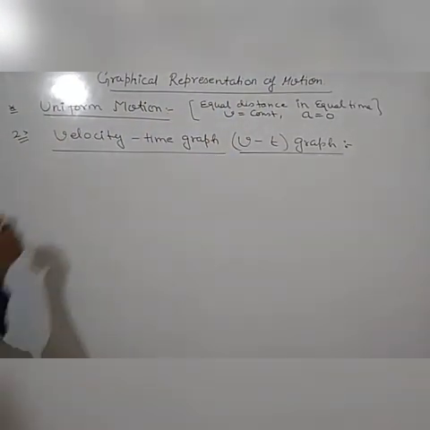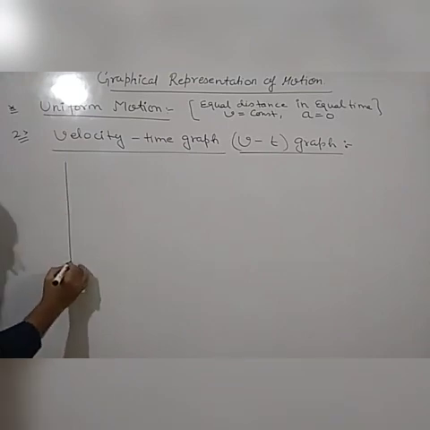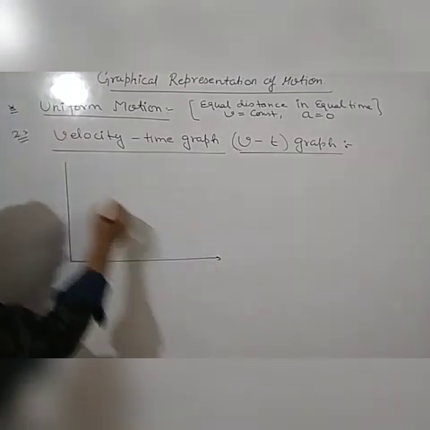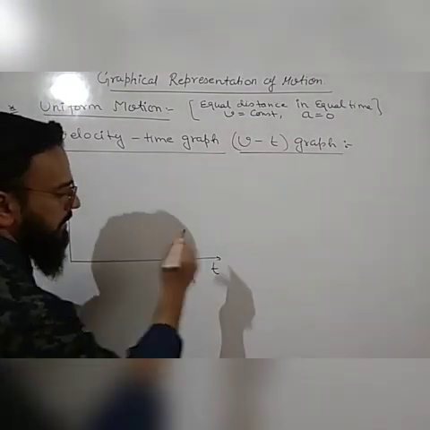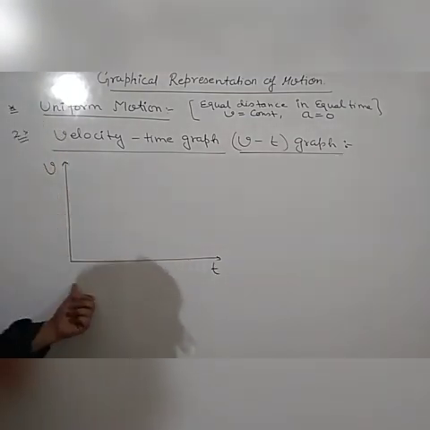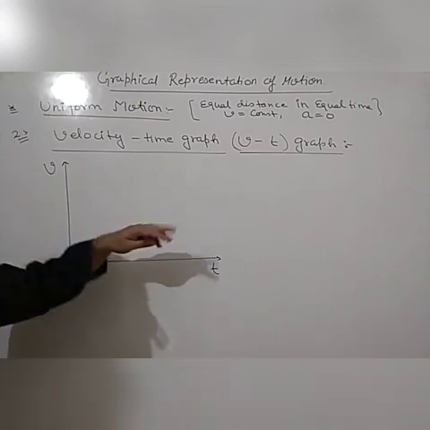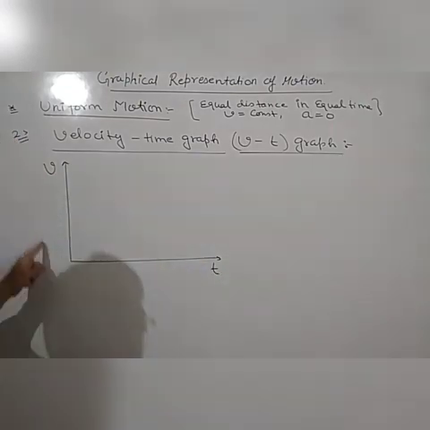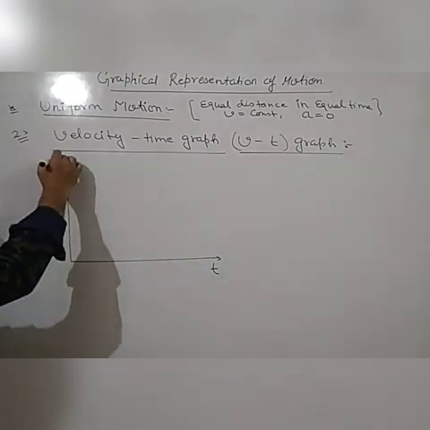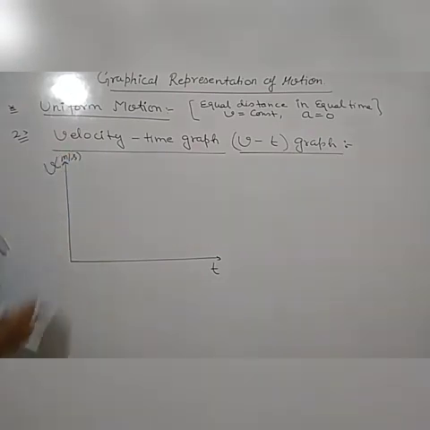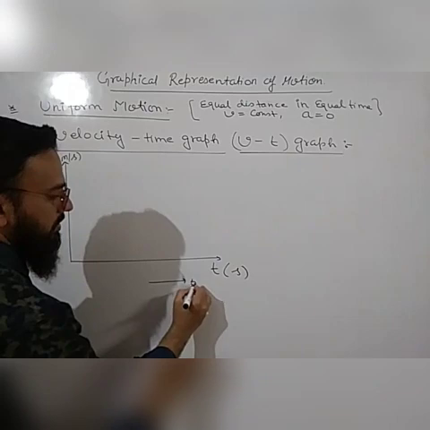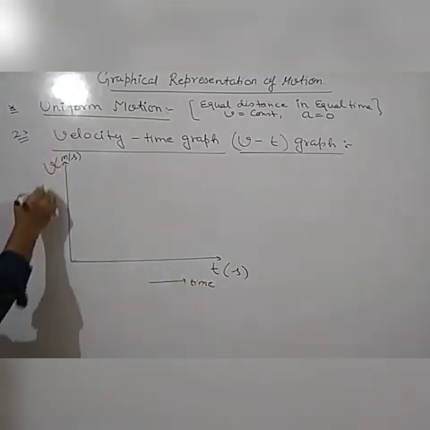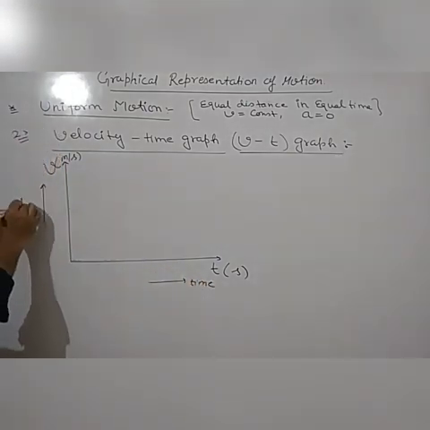So let us draw the graph. Suppose this is the velocity axis and this is the time axis. We will always take time on the x-axis, and position, velocity and acceleration we will take on the y-axis. Velocity is represented in meter per second and the unit of time is second. So this is our time and this represents velocity.